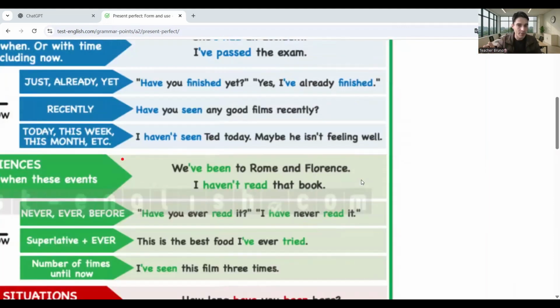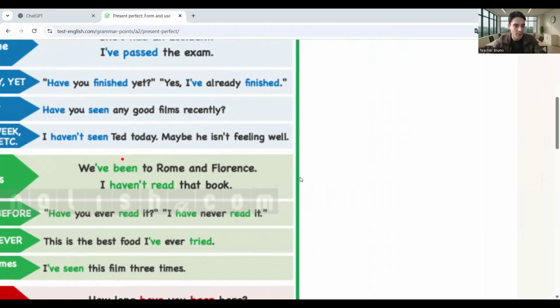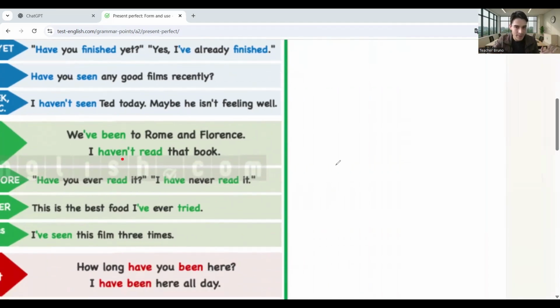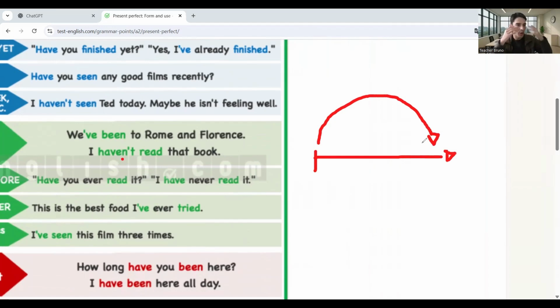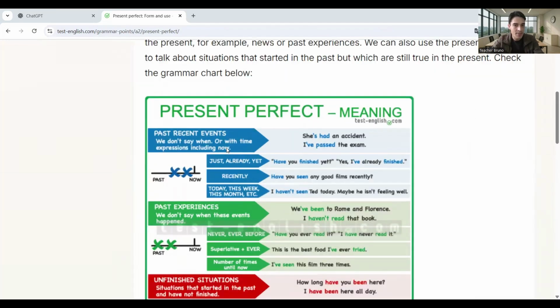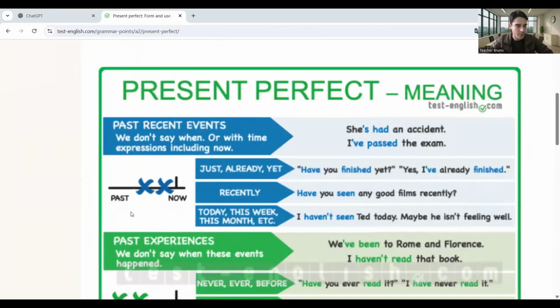We've been to Rome and Florence. I haven't read that book. Something that passed since the moment I was born until the present instant. I haven't watched that film. Continuation of time, but indirectly. But still, continuation of time. Recent past events are another situation which requires the present perfect, with just, already, yet.